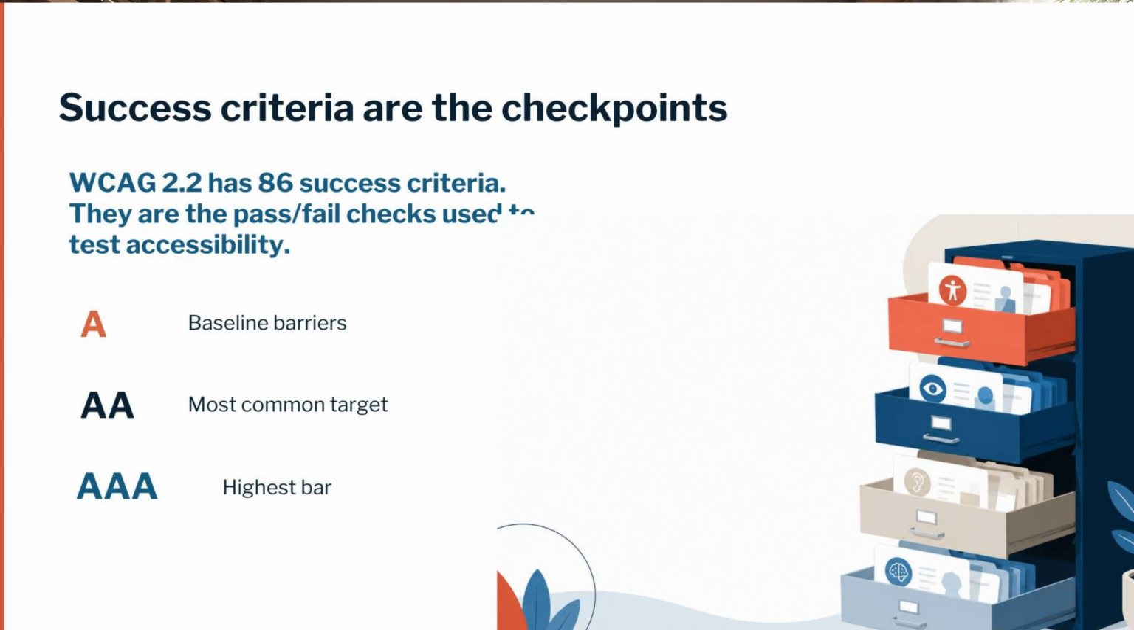In WCAG 2.2, the most current standard, there are 86 success criteria, and they're grouped into 3 progressive levels. Level A, the absolute baseline floor that removes critical barriers blocking users entirely. Level AA, the target standard that most organizations aim for, and the baseline specified by global accessibility laws. Level AAA, the highest possible bar, which is excellent to strive for, but not typically expected across an entire website.